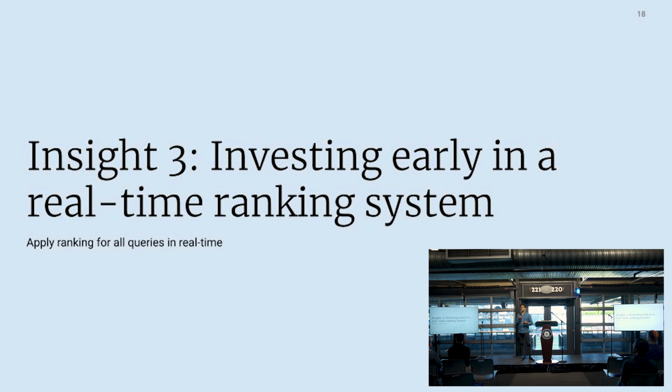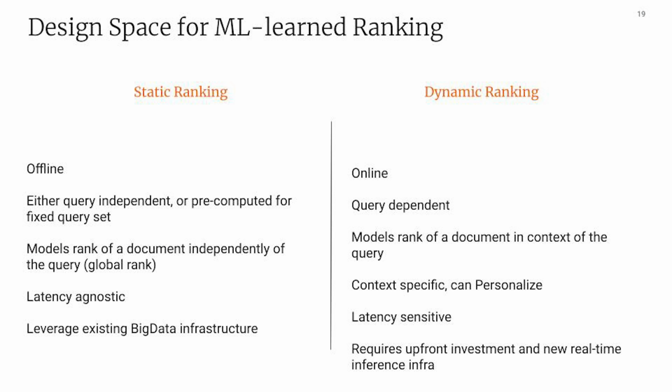So your ranking function is operating in real time. And that actually opens up, with machine learned ranking, a space that we call a design space. The design space here is that you could either apply the ranking in real time, or you can apply the ranking in an offline setting, or in a batch setting.